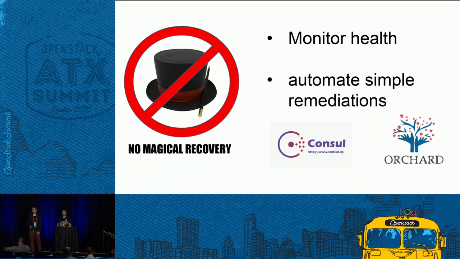Yeah, so simply we don't have any magical recovery. So it becomes very important that within such a horizontally distributed control plane, you're actually monitoring the health of your various components. We're using Consul for that. We're using Consul also as part of the deployment and the service discovery, which also helps us to further orchestrate deployments.